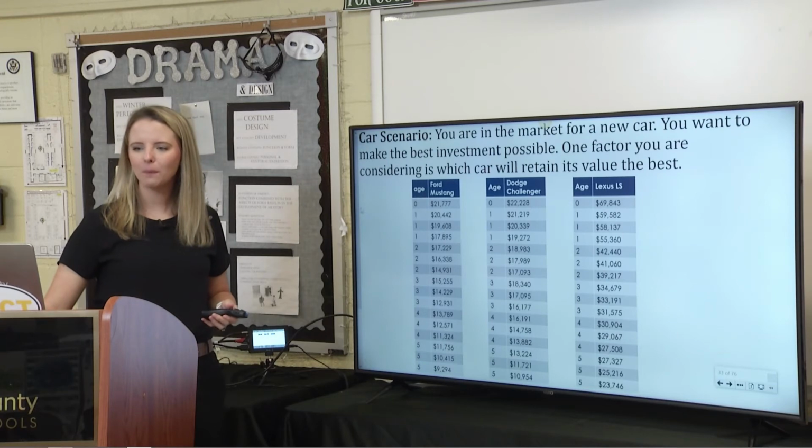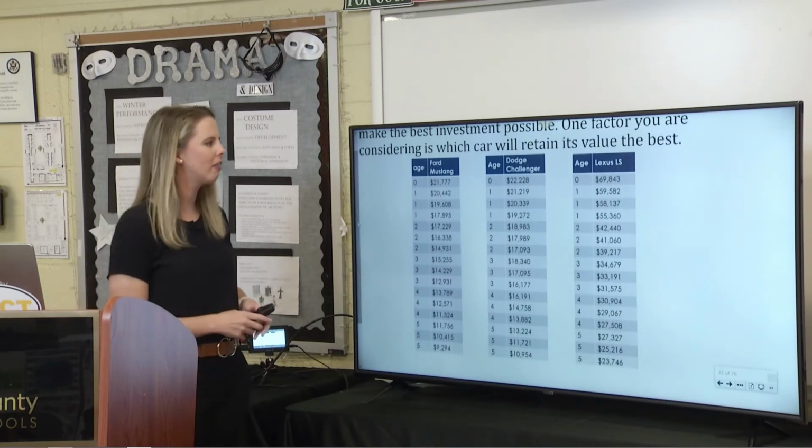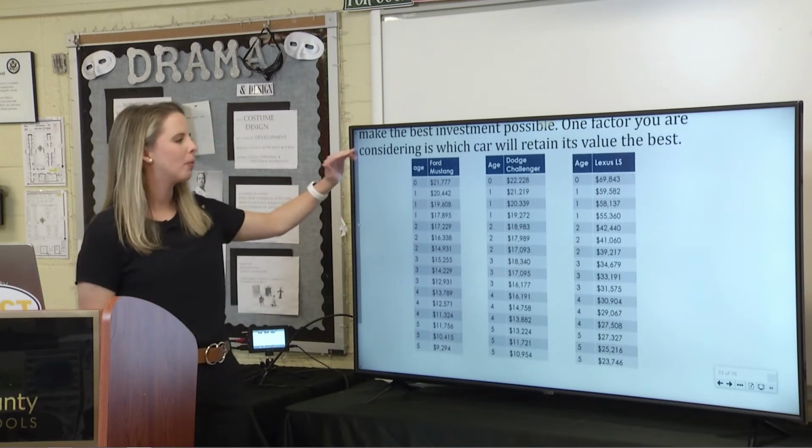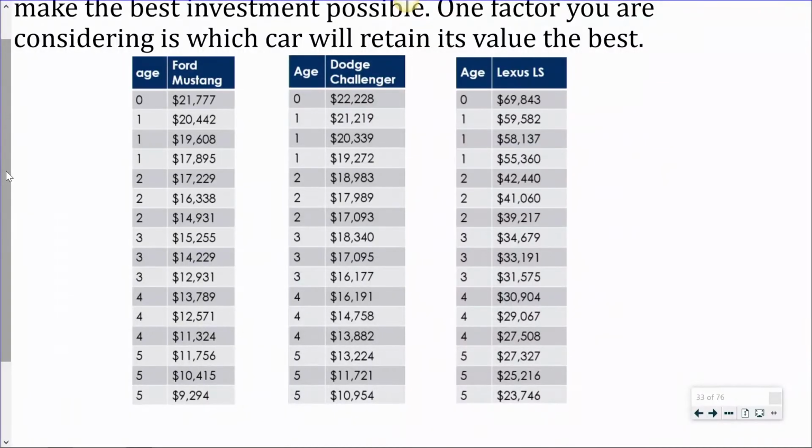Okay, so we're going to do the research, and we found out that the brand new price of each of these vehicles is $21,000, a little over $22,000, and under $70,000. But we know we're not going to just keep this car for a year. We want to see how it maintains its value. So we want to research it, right? How well did a car that was 1 year old, that is a 2019, retain its value? So we look at its 1 year old.